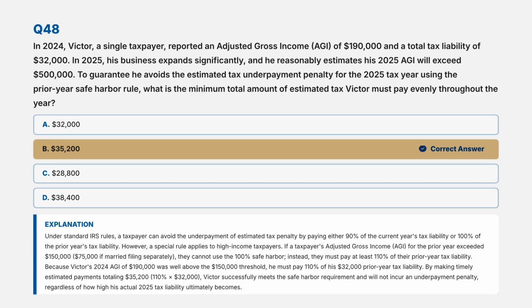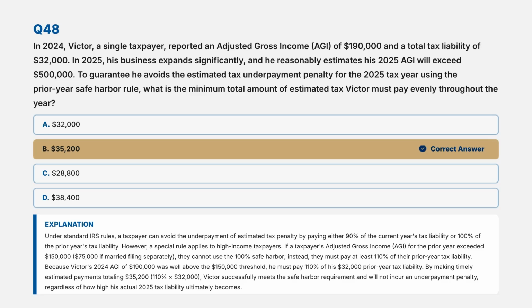However, a special rule applies to high income taxpayers. If a taxpayer's adjusted gross income (AGI) for the prior year exceeded $150,000, $75,000 if married filing separately, they cannot use the 100% safe harbor. Instead, they must pay at least 110% of their prior year tax liability. Because Victor's 2024 AGI of $190,000 was well above the $150,000 threshold, he must pay 110% of his $32,000 prior year tax liability.